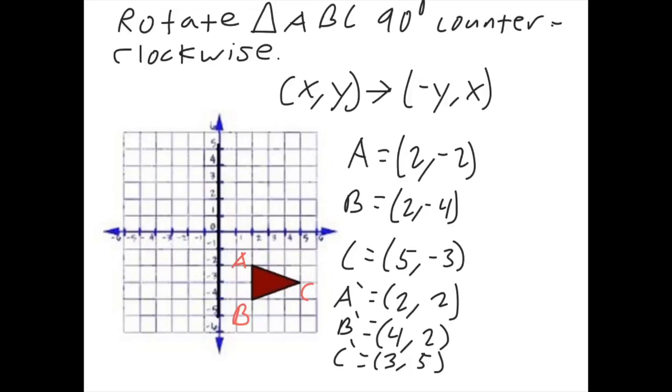And now all we do is take those points and plot them to make our image. So here we have our points A prime, B prime, and C prime after rotating the triangle 90 degrees counterclockwise about the origin. So now we just connect the points with lines, and we have our image. So that's all it is with rotations.